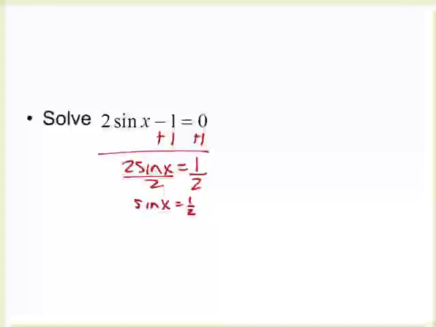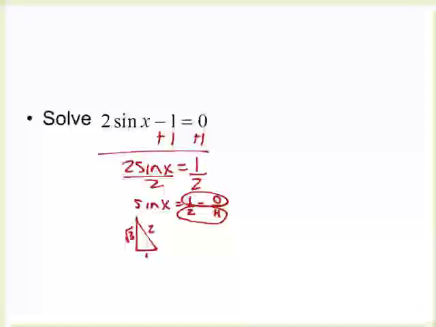Second step, use SOHCAHTOA to figure out what kind of angle we are talking about. So this is similar to what we did back in section 13.4 when we looked at inverse trig, because inverse trig is solving for an angle. So what we want to know here is, what is SOHCAHTOA for sine? Opposite over hypotenuse. So which triangle has a hypotenuse of 2 and also a 1 in it? The 30, 60, 90 has a hypotenuse of 2 and also a 1 in it.